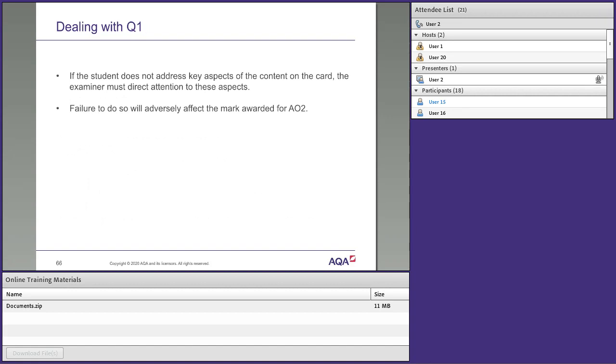So if the student doesn't address key aspects of the content on the card, then you as a teacher or examiner must direct attention to these aspects. And if you don't do that, you will personally affect the mark awarded for AO2. So what I mean by that is, if a student has missed a chunk of statistics out or some bullet points, then ask follow-up questions to the things that they haven't referred to. And that is very important to ensure.